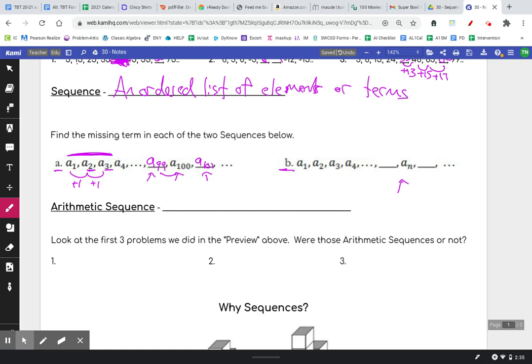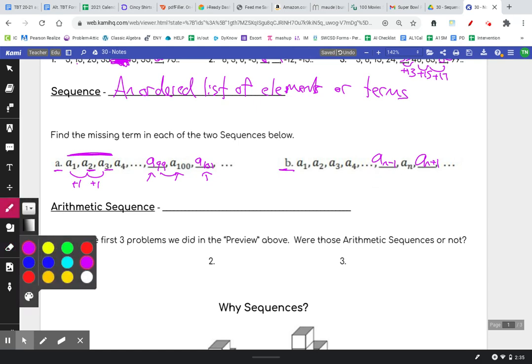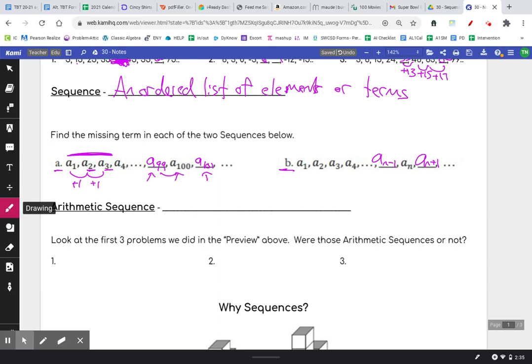If this is A sub n, well, this one here is one before that. So we could just call that A sub n minus 1. If I just do n minus 1, I should get this. And the opposite on the other side, if I just do A sub n plus 1, meaning this, I'm going to erase this little bit here.